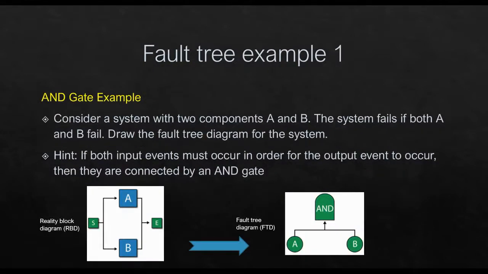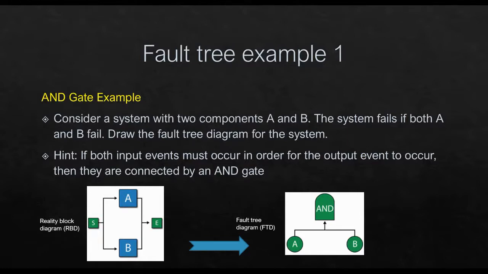This is example number 1, showing how to use the AND gate. Consider a system with two components, A and B. A and B might be events. The system fails if both A and B fail. Draw the fault tree diagram for the system.